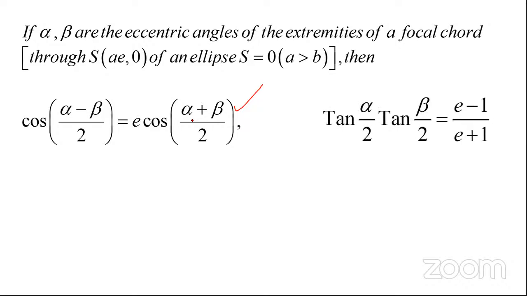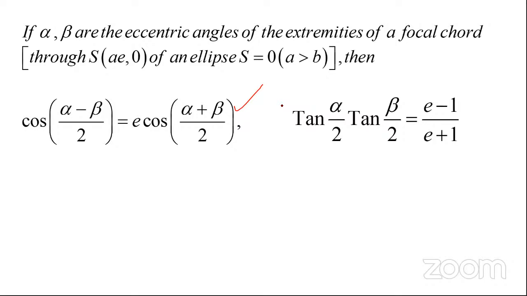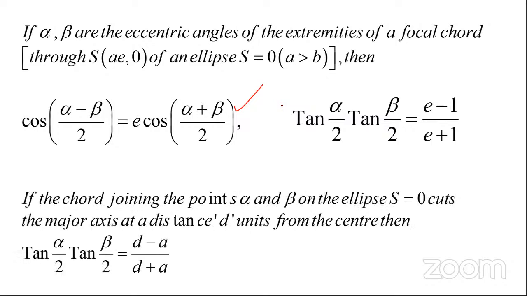The next formula is new. That is, tan(alpha by 2) into tan(beta by 2) equals (e minus 1) by (e plus 1). Next, if the chord joining points alpha, beta on the ellipse S equals 0 cuts the major axis at a distance d units from the center, then tan(alpha by 2) into tan(beta by 2) equals (d minus a) by (d plus a).